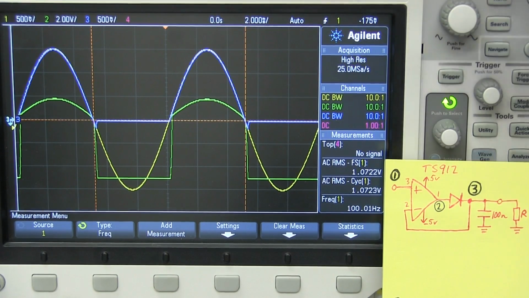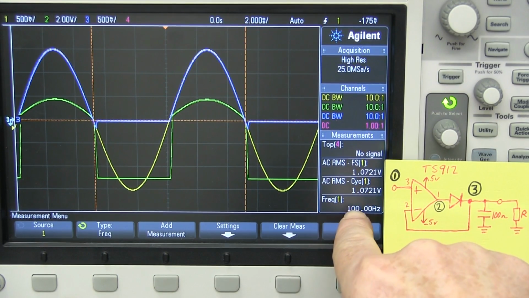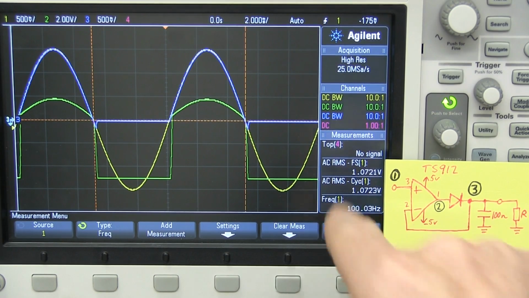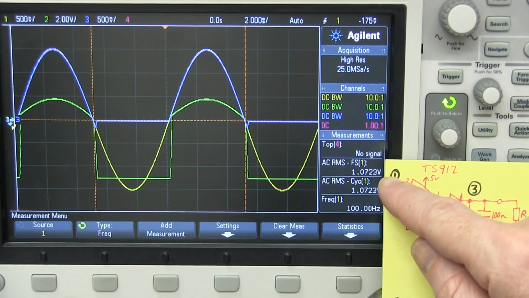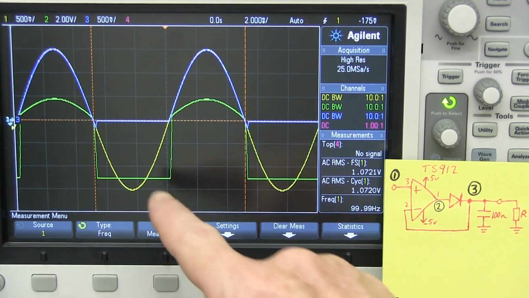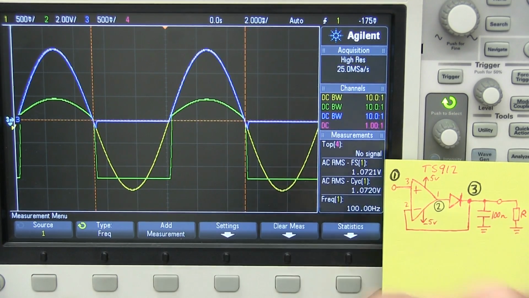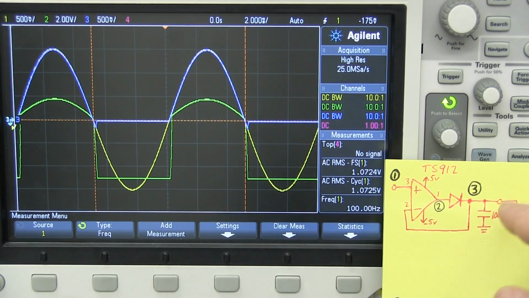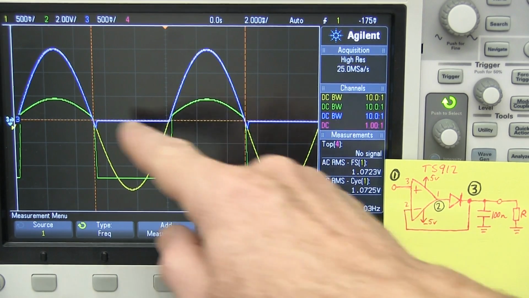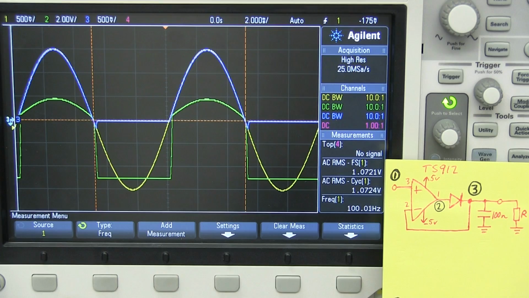I'm feeding in a 100 Hertz sine wave, as you can see in there, at 1 volt RMS. So we're well within our supply rails. Everything's going to work just fine. Now, channel 1 is connected to the input there, so that's the yellow waveform. You can see the sine wave in there. And channel 2 is the output of the op amp, which is going to be the green waveform here. And channel 3 is the blue waveform, our output voltage.